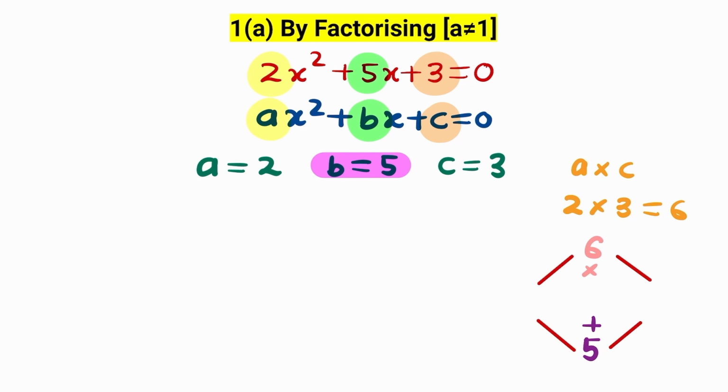Now think of two possible numbers. Can we use 6 and 1? Because 6 times 1 is 6. But is 6 plus 1 equal to 5? No. 6 plus 1 is 7. So we cannot use 6 and 1. What about 3 and 2? Can we use 3 and 2? We'll see. 3 times 2 is 6. Okay, that's correct. And then 3 plus 2? 3 plus 2 is 5. That is also correct. So we can use 3 and 2 as factors.